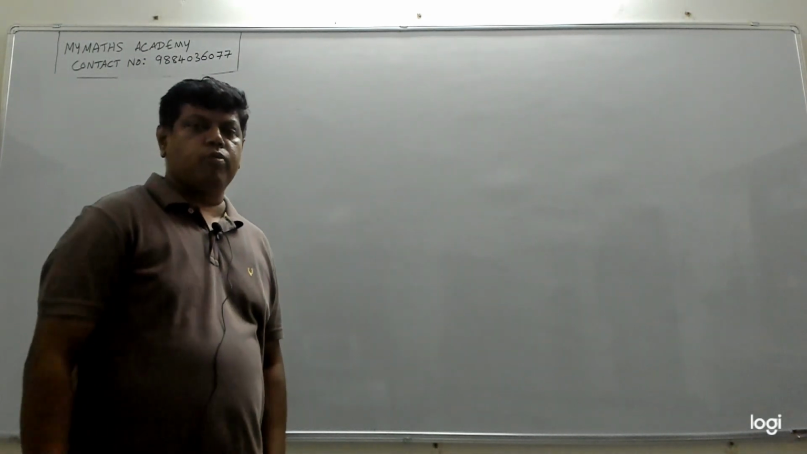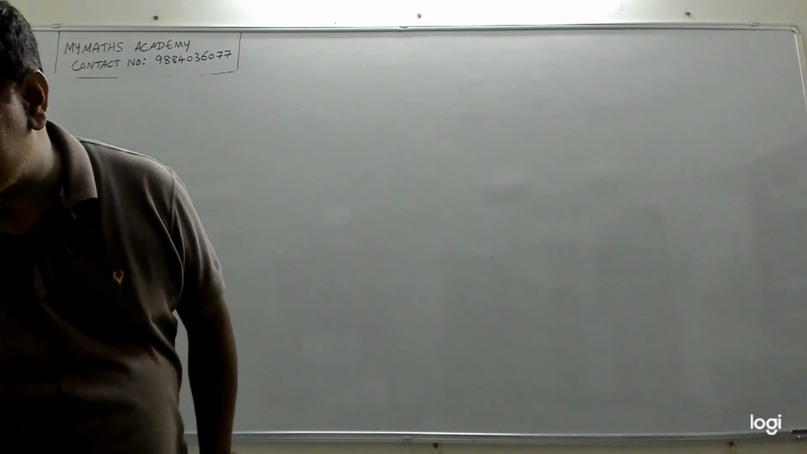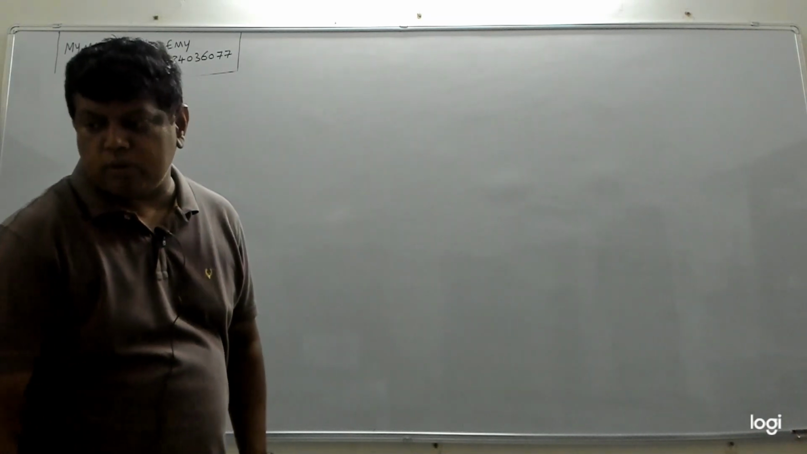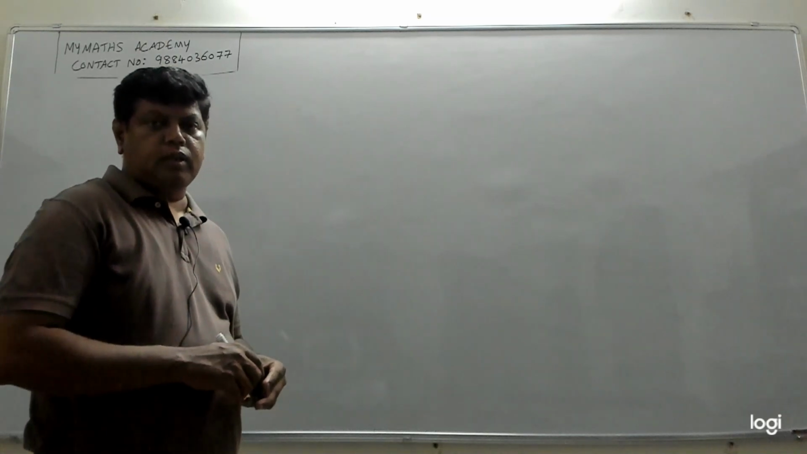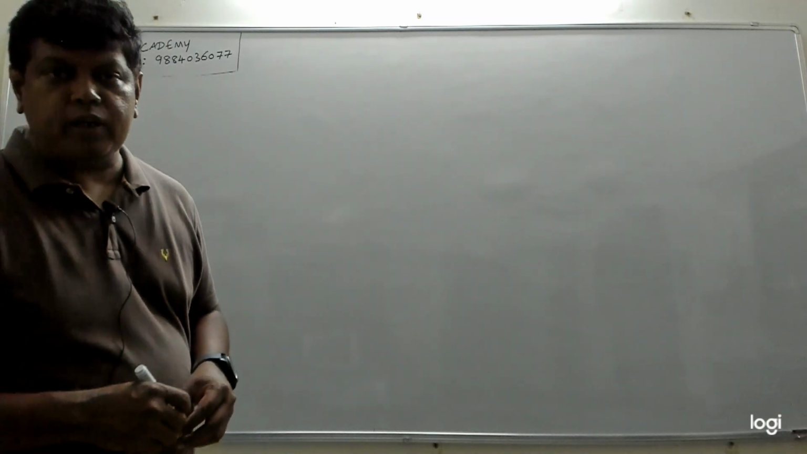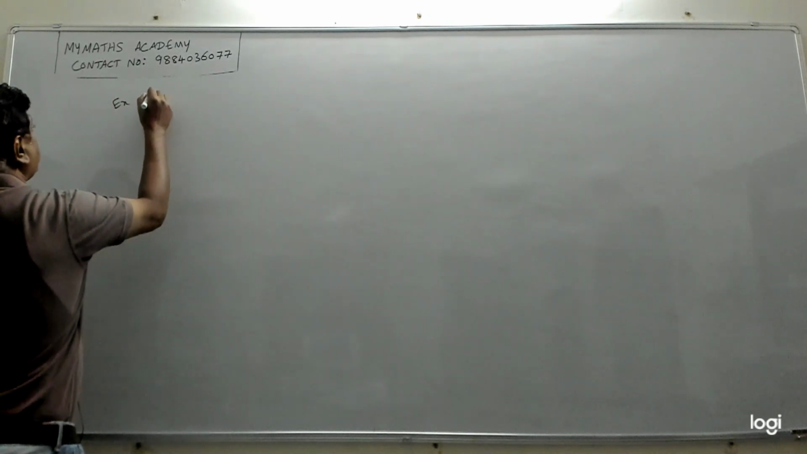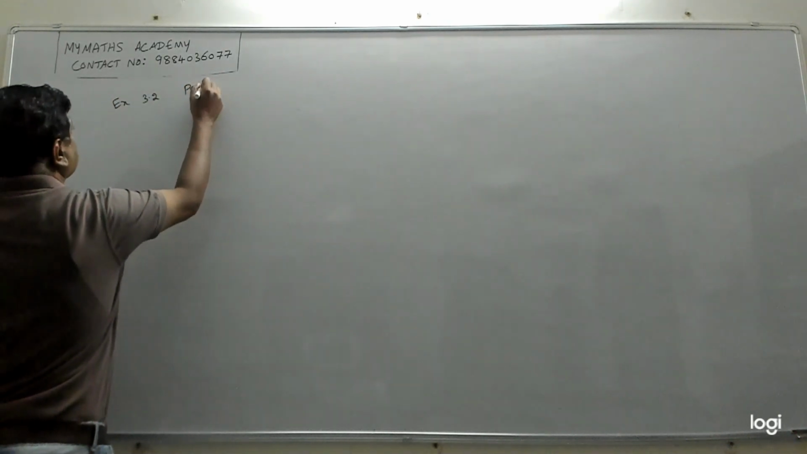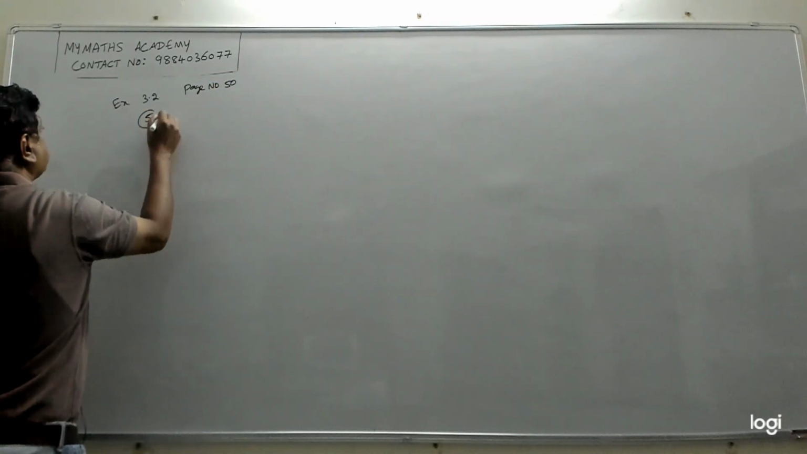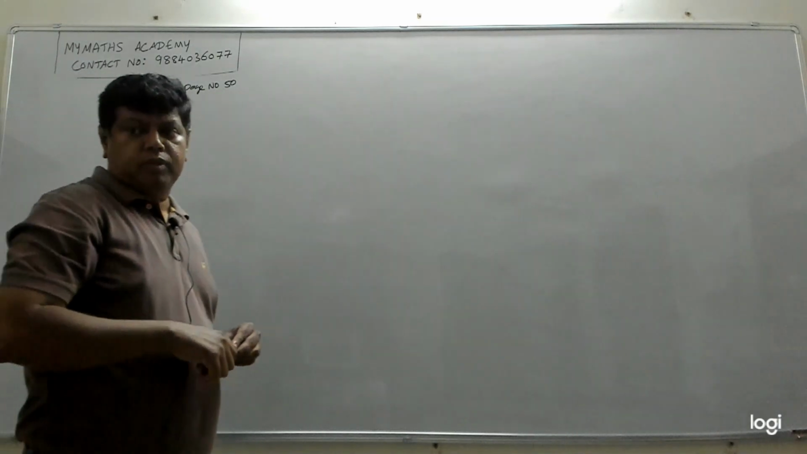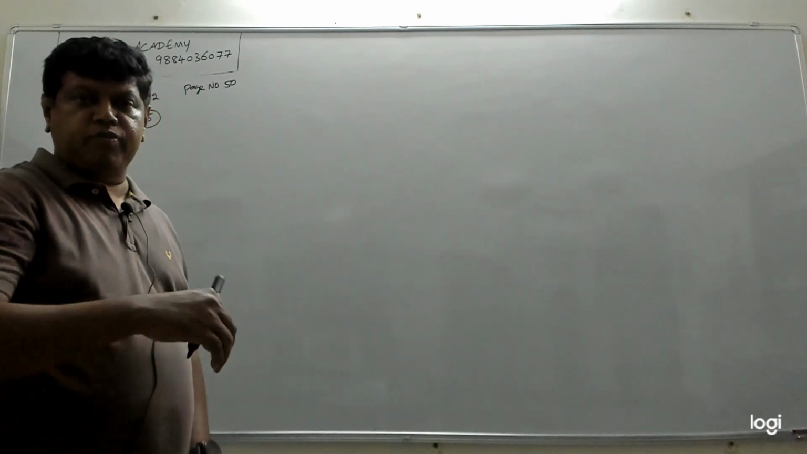In this video, we'll continue on the pair of linear equations in two variables chapter, exercise 3.2, problem number 5. It is on page number 50, problem number 5 in your textbook. So exercise 3.2, page number 50, we are doing the fifth problem. In the last video we did up to the fourth problem, and in this video we will do from the fifth problem.